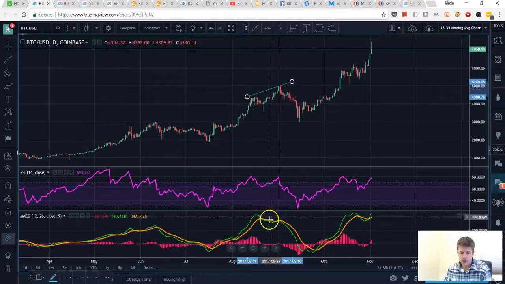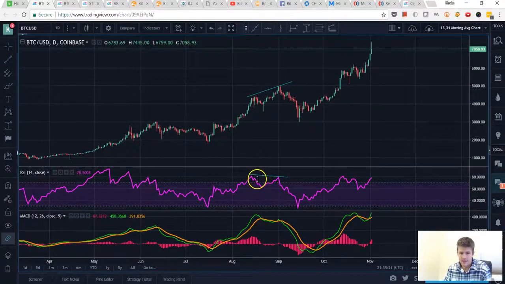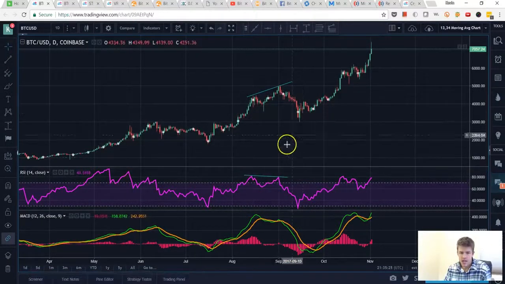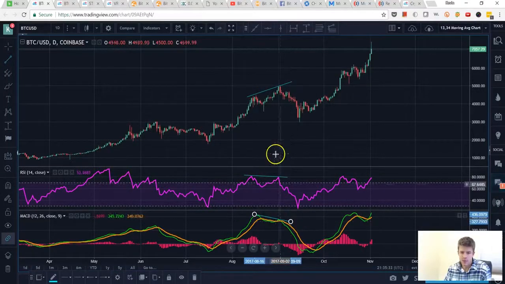In fact, we can draw trend lines down here too. And let's just put it right there. We can see the RSI is, let me just straighten that out a little bit, gently downward sloping. It's definitely not going up like the price action. And same thing for the MACD. It even has a steeper slope.